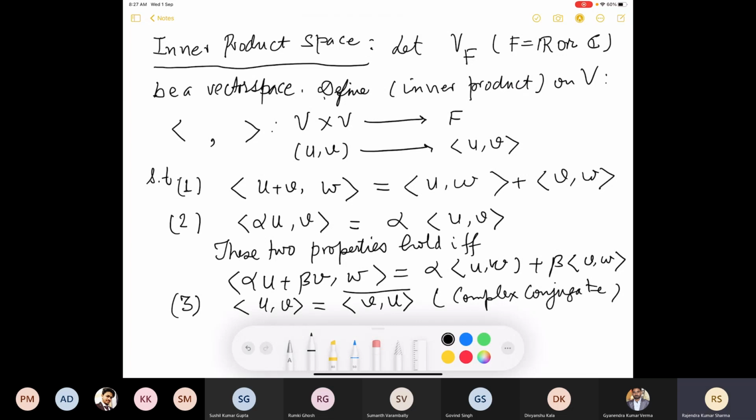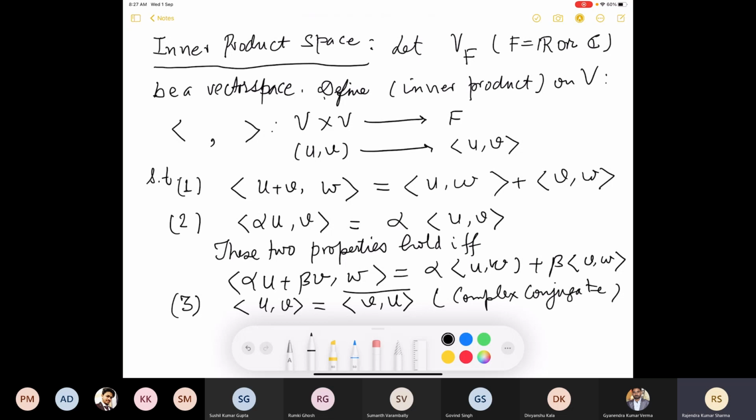Now, obviously, if u comma v is real, that means F is real, then both of them will be the same, and that means that this is commutative. But in general, for the field of complex numbers, the property is that the inner product uv is the complex conjugate of the inner product vu.